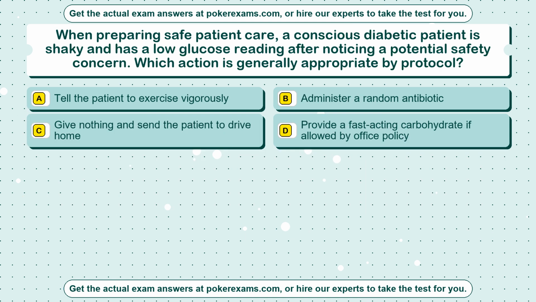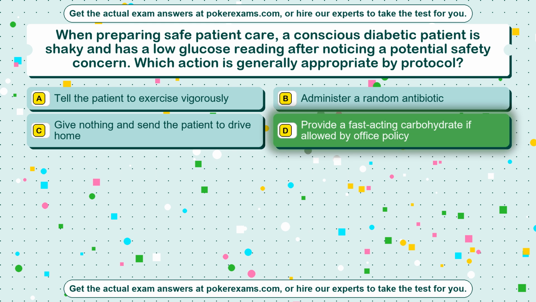Question 83. When preparing safe patient care, a conscious diabetic patient is shaky and has a low glucose reading after noticing a potential safety concern. Which action is generally appropriate by protocol? Option A, tell the patient to exercise vigorously. Option B, administer a random antibiotic. Option C, give nothing and send the patient to drive home. Option D, provide a fast-acting carbohydrate if allowed by office policy.